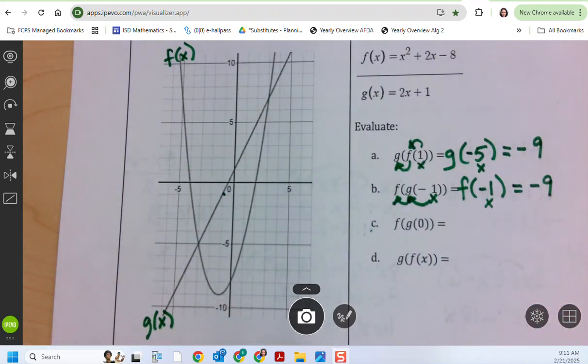All right, so it's a two-part problem. You start by putting the x number into the inside function. Then you'll put that answer into the outside function. So do C and compare with your neighbor.